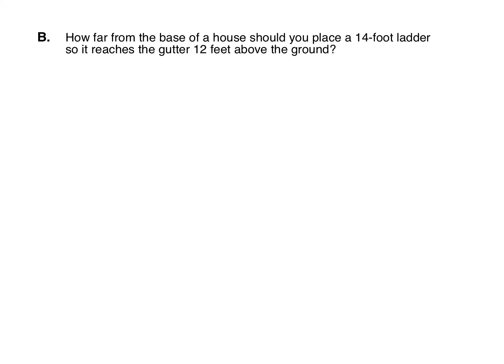Here's another example. This time we want to know how far from the base of a house should you place a 14-foot ladder so it reaches the gutter 12 feet above the ground. Okay, so let's start by sketching a picture like usual. So here's my house. I have a ladder that is 14 feet and it needs to reach the gutter, which is 12 feet above the ground. So it needs to go 12 feet up. We're looking for how far from the base of the house the ladder should be placed.